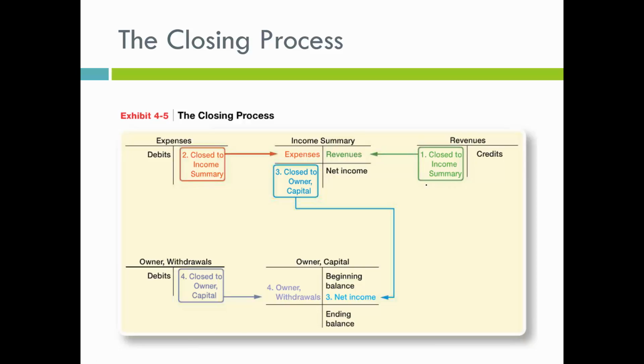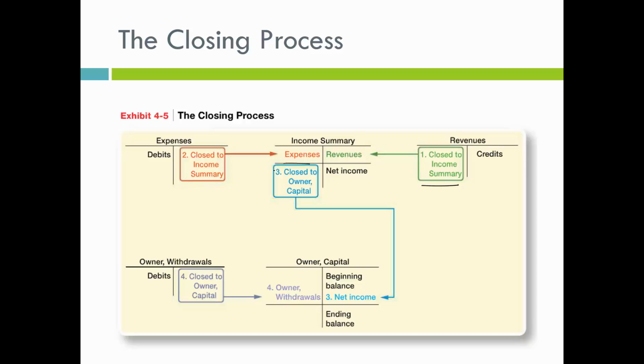Step one is I close the revenues to this temporary account called income summary. Revenues have a credit balance, so I want it to be a zero balance, so I need to debit each revenue account for its full balance. And so I debit revenue and I credit income summary. The expenses all have debit balances, so I need to credit each of those, and then I send the debit to income summary.